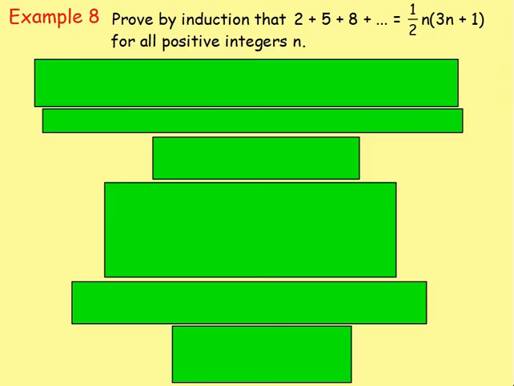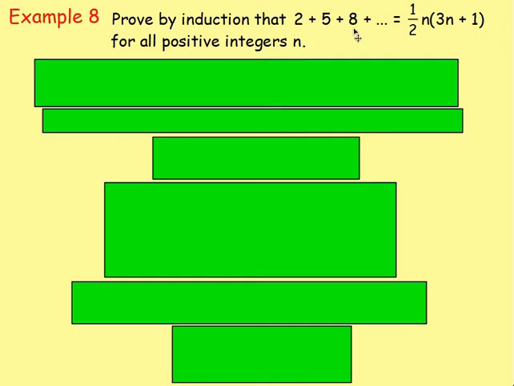Example 8, prove by induction that 2 plus 5 plus 8 plus ... equals a half n bracket 3n plus 1 for all positive integers n. Anybody have any ideas how you would do this one? Perfect. When you are solving one of these proof by induction questions, you want to use sigma. So you're wanting the sum of. And really this is the sum of terms in a sequence.